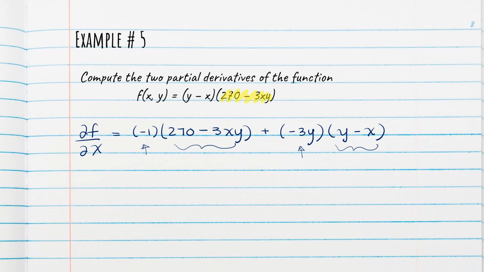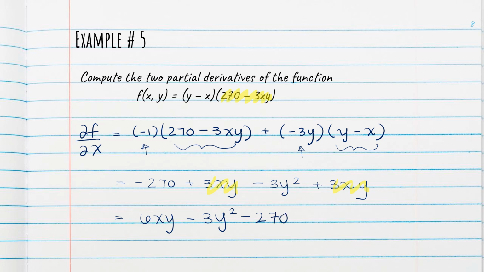Let's simplify this thing. So I'm going to distribute my negative in. I have minus 270 plus 3xy minus 3y times y, which is minus 3y squared. And then I have a minus times a minus, so plus 3xy. And then I can do a little bit of term combination because I have two 3xy terms. So I have 6xy minus 3y squared minus 270. And that's the partial derivative with respect to x.